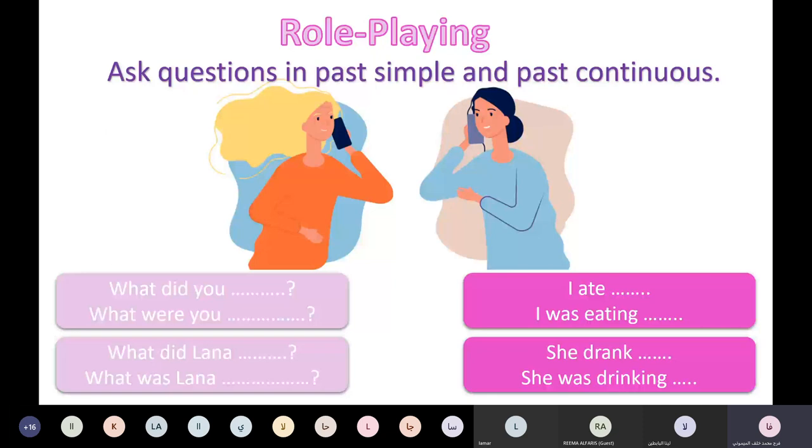So young ladies, start Reema. Reema, you have to start with hi, how are you? It was a fun party, like that, okay? And then you start asking the questions. One, two, three, start. Hi Hala, how are you? What were you doing at the party?